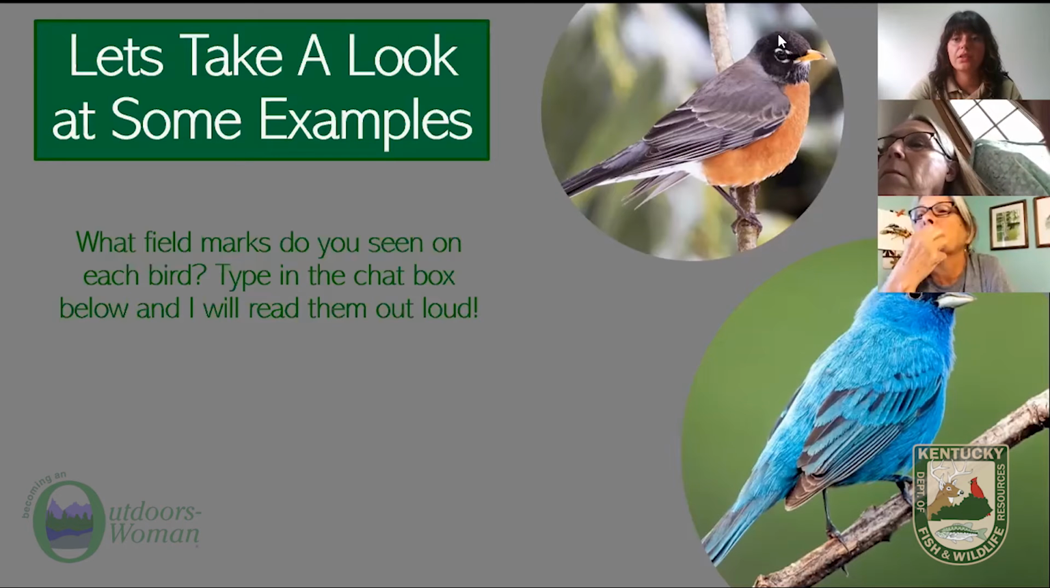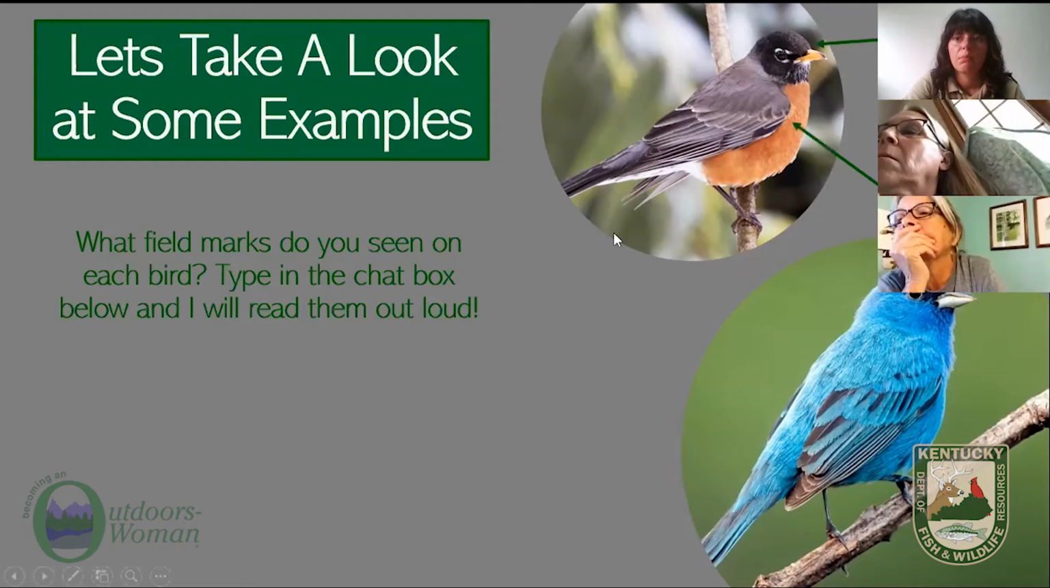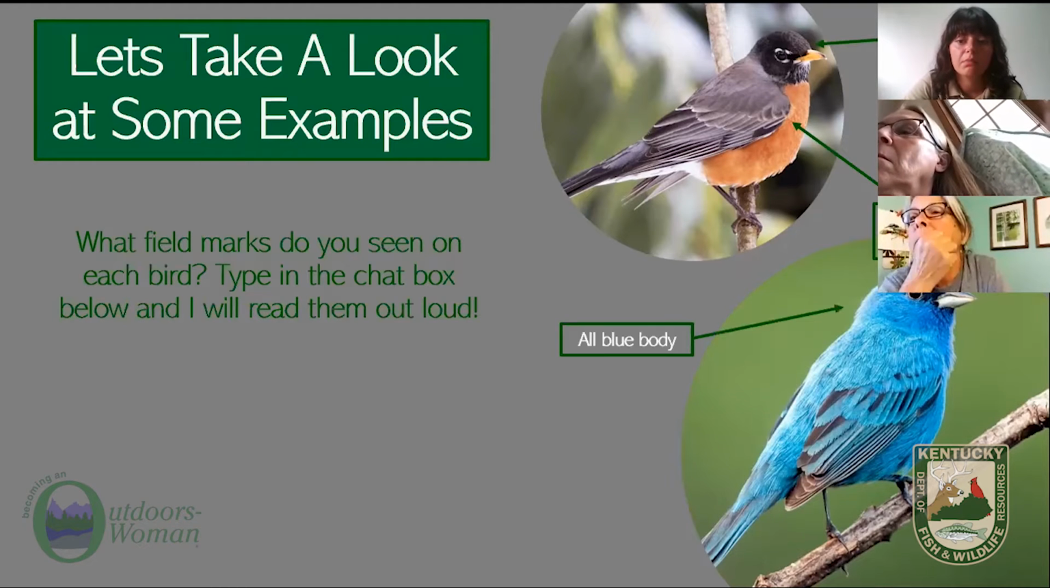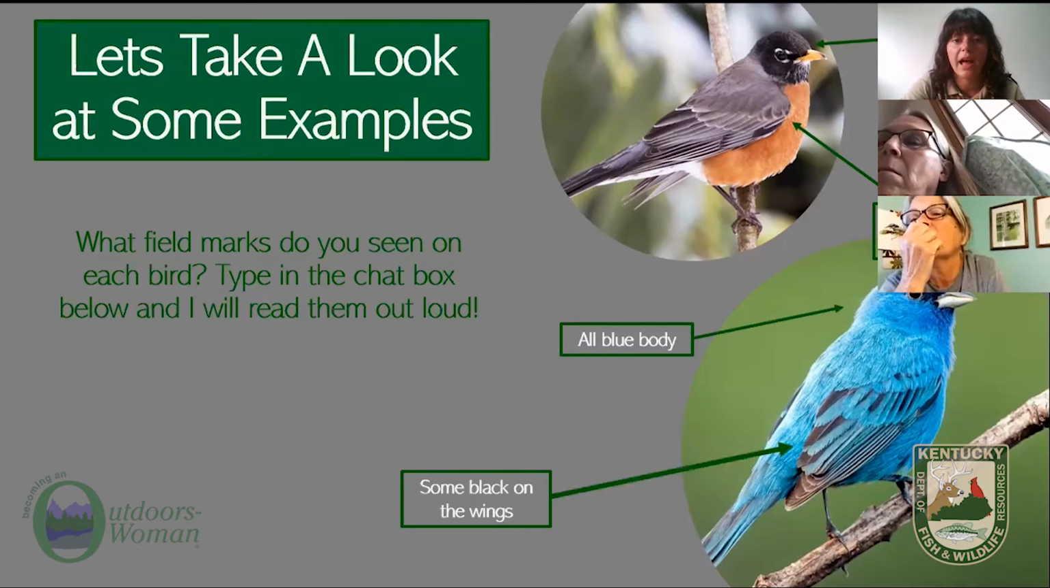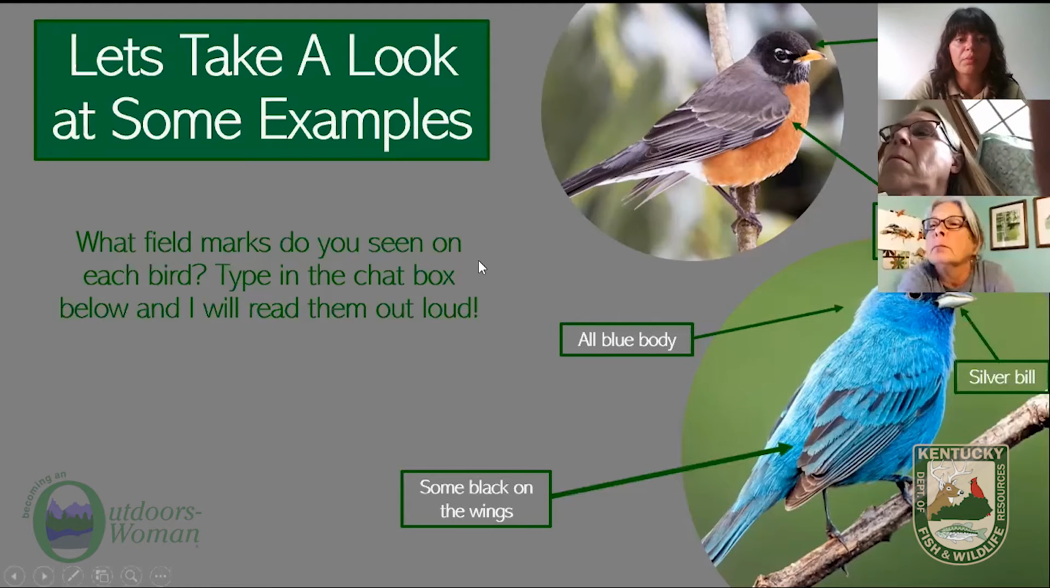Okay. So let's look at these first. Black head and yellow bill on this bird at the top. Rufous colored breast and belly. Bird at the bottom, he's all blue, except for a little bit of black on the wings. And then he's also got a silver bill.